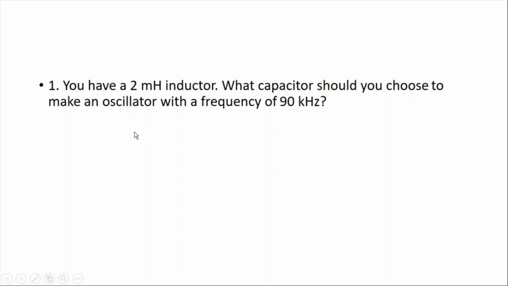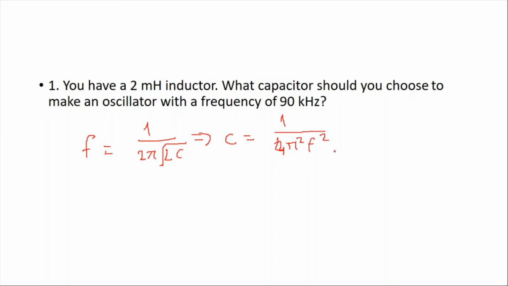If you have a 2 millihenry inductor, what capacitor should you choose to make an oscillator with a frequency of 90 kilohertz? And we are going to use our famous formula. I explained to you, frequency is equal to 1 over 2 pi square root of LC. And from here we are given the frequency and we know the inductance, and we are asked to find the capacitance. So from here, if we rearrange this formula, C will be equal to 1 over 4 pi square F square L.